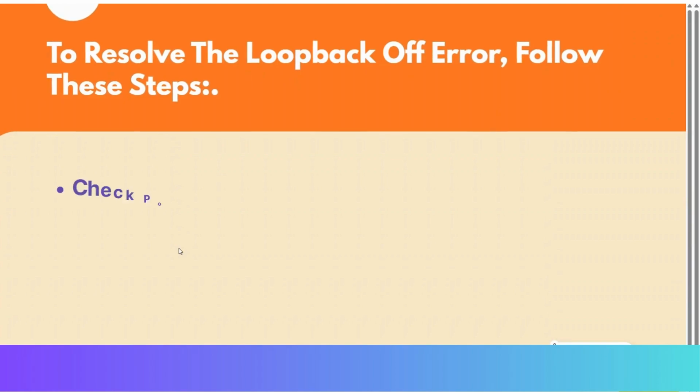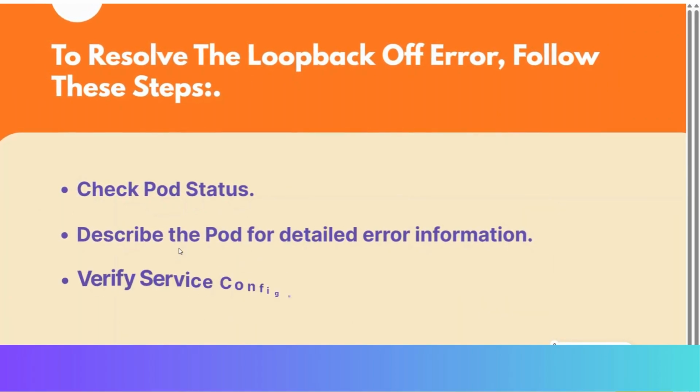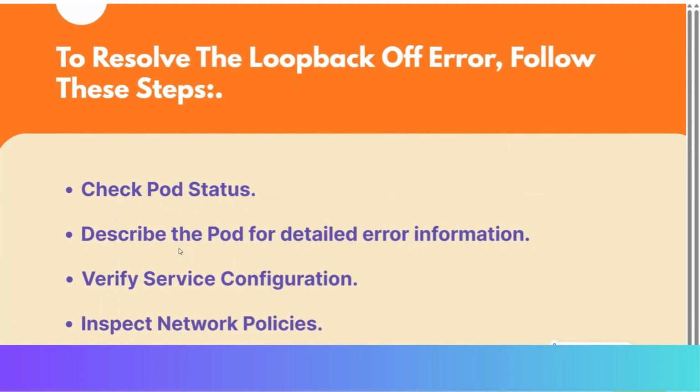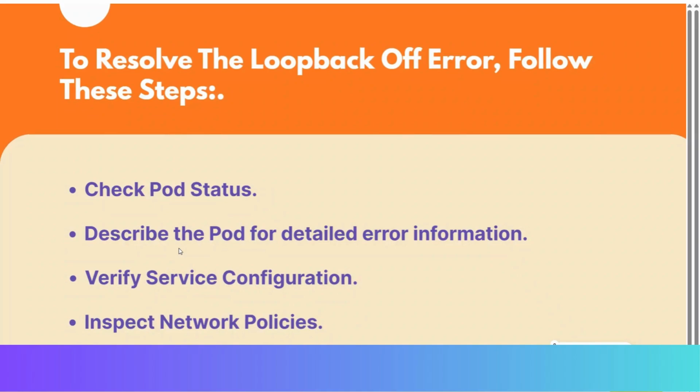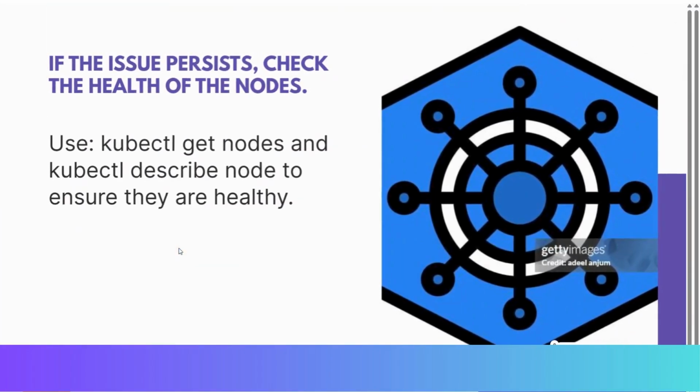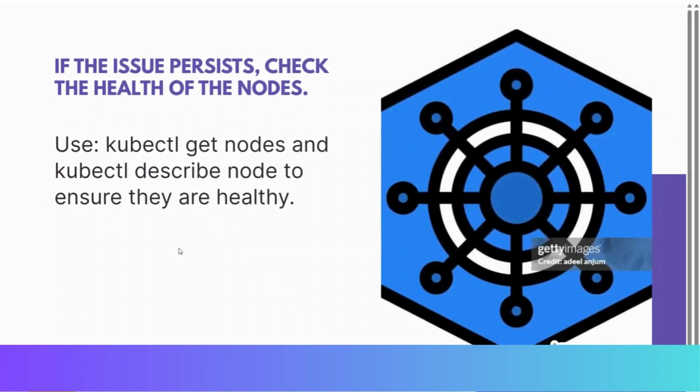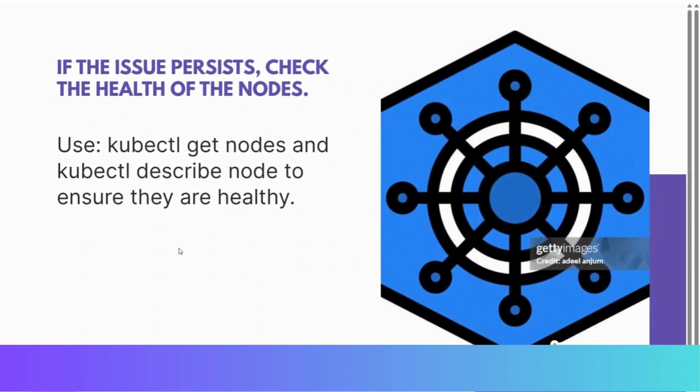To resolve the loop-back-off error, follow these steps. Check pod status. Describe the pod for detailed error information. Verify service configuration. Inspect network policies. If the issue persists, check the health of the nodes. Use kubectl get nodes and kubectl describe node <name> to ensure they are healthy.